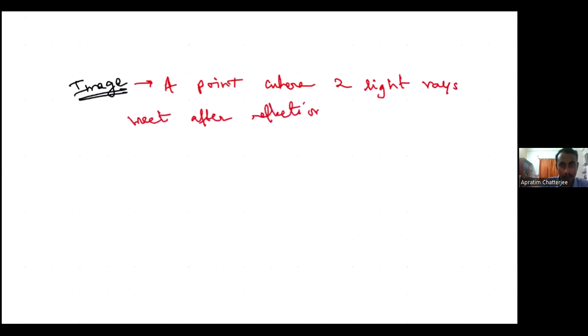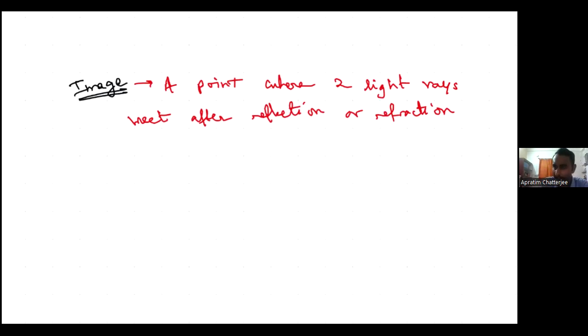So an image can be defined as a point where two light rays meet. Very, very important. Where two light rays meet after, let's say, reflection or refraction. Both these phenomena are very important for us, reflection and refraction. We will talk about refraction some other day. So this is an image, a point where two light rays meet after reflection or refraction. That point where these light rays will be meeting can be called an image. Okay.